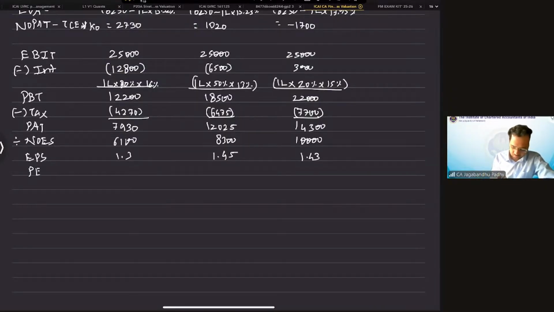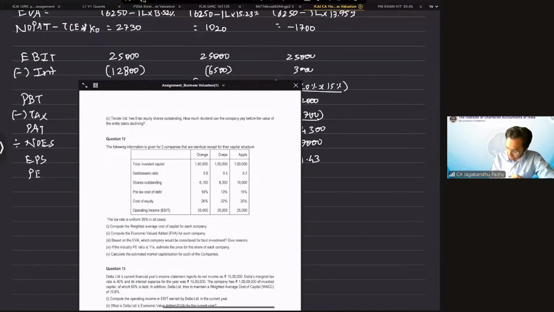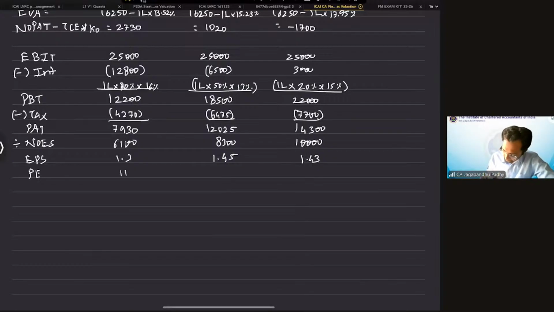And then the P/E ratio. The P/E ratio is given as industry P/E is 11. So this is 1.3 into 11, which is a market price per share of 14.3. Then 1.45 into 11, which is 15.95. And 1.43 into 11, which is 15.73. This is the market price per share.